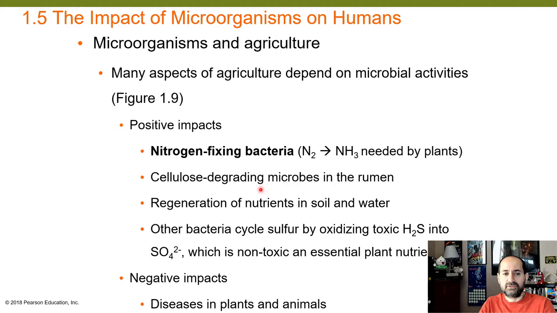They can also degrade cellulose, which humans cannot do, and animals cannot do either. And these cellulose-degrading microbes exist in the rumen of ruminants. These are animals like cows and goats that digest plant matter in order to grow. They can regenerate nutrients for soil and water. They can also recycle sulfur by oxidizing toxic hydrogen sulfide into sulfates. And sulfates are non-toxic and needed by plants. It's an essential nutrient.